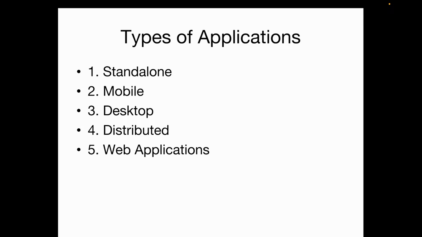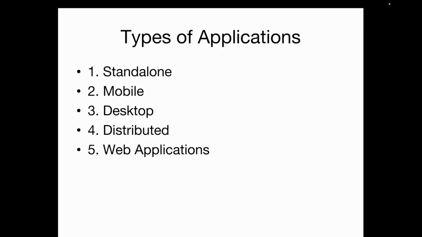Second one, mobile applications. Mobile applications are apps designed to run on smartphones or tablets, built for Android or iOS platforms, installed from app stores or play stores, and can be run online or offline. Examples like WhatsApp, Instagram, Google Maps. These are real-time examples.